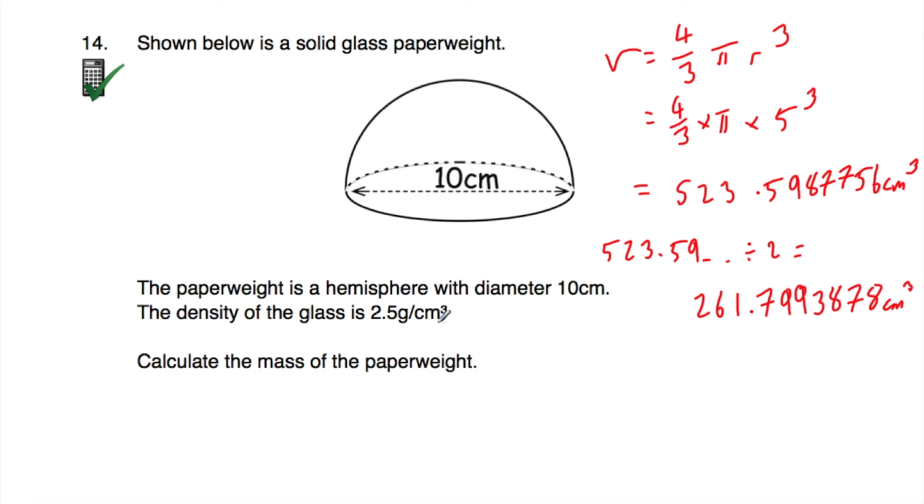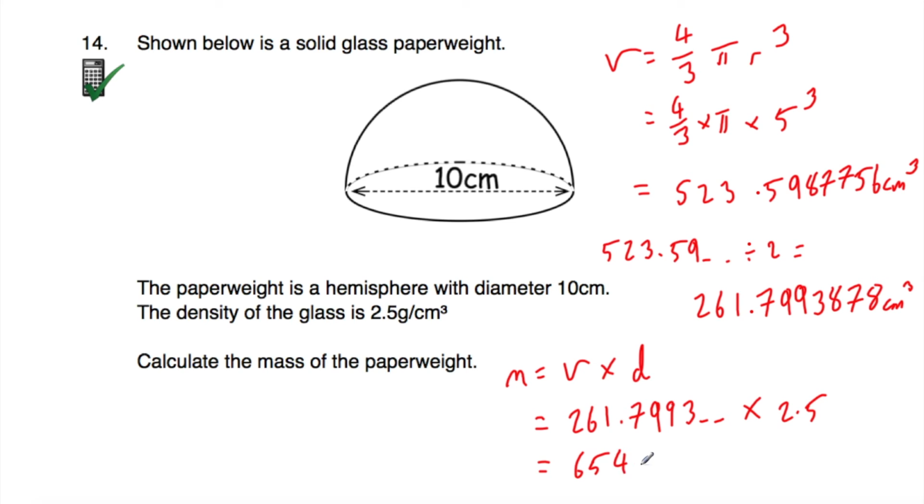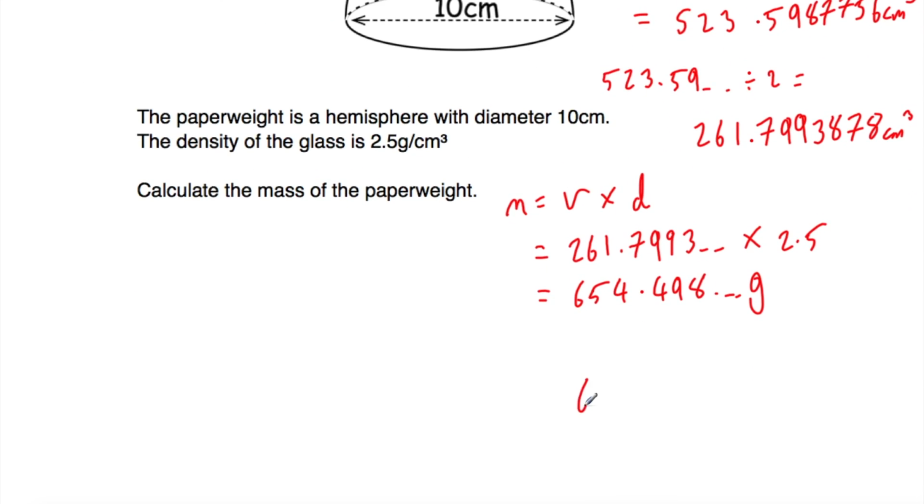Now every single centimetre cube has got a mass of 2.5 grams. So if we multiply the volume by the density, we'll find the mass. So the mass is equal to the volume multiplied by the density, or the density multiplied by the volume. So the volume is 261.799 and so on. And we're going to multiply that by the density, which is 2.5. So if we multiply the volume by 2.5, we get 625 over 3 pi, or 654.498 and so on grams. And let's round that to one decimal place. That'll be 654.5 grams to one decimal place. So that's the mass of the paperweight, 654.5 grams.